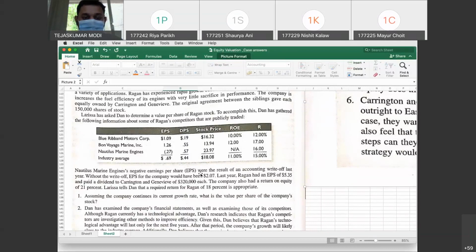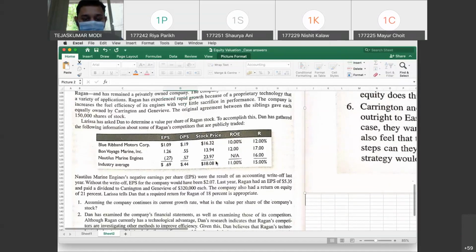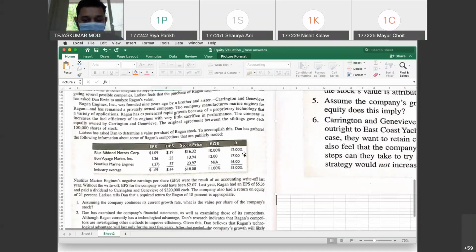So because of extraordinary events, EPS is low. And last year, Reagan had an EPS of $5.35. It has paid a dividend to each of them of 3,20,000, so total 6,40,000. And return on equity is 21% and cost of equity is 18%. Please read this information, and then we can start solving.